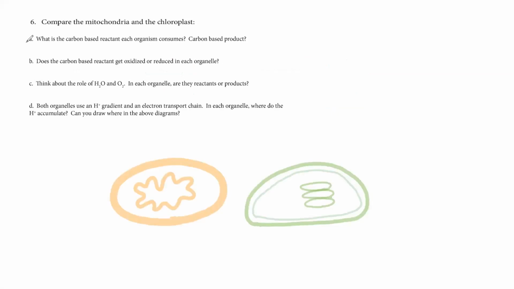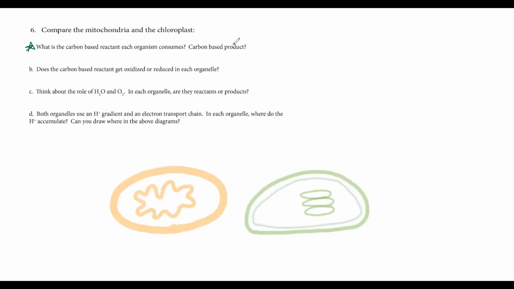So what's the carbon-based reactant that each organism consumes? So us, we start with glucose, right? Glucose doesn't go into the mitochondria, it's technically pyruvate, but whatever. The main point is we take up glucose, and what do we produce? What do we breathe out that's carbon-based? We breathe out carbon dioxide, so that's our reactant.